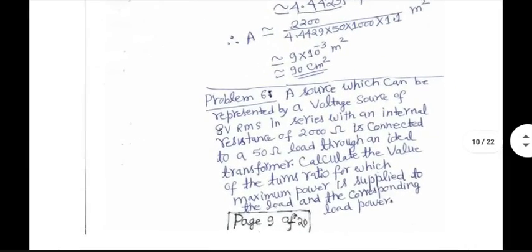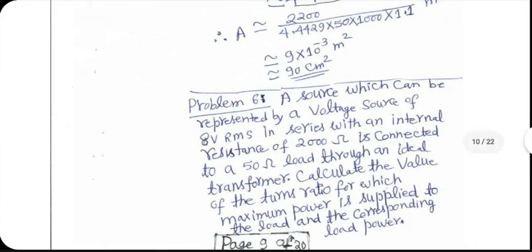Next one. A source which can be represented by a voltage source of 8 volt RMS. Very interesting problem. Read it carefully. A source which can be represented by a voltage source. It should be ideal voltage source actually. A source which can be represented by an ideal voltage source of 8 volt RMS in series with an internal resistance of 2000 ohm. See, real life sources have internal impedance or internal resistance. Ideal source ignores that. At least we try to ignore the effect.